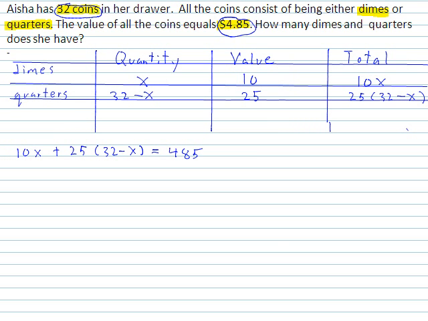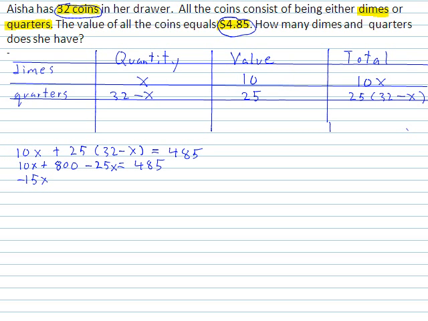Now what we'll do is just go ahead and simplify this. So 10x plus 25 times 32 is 800. Did that on my calculator. 25 times negative x is negative 25x. And that should equal 485. And we'll go ahead and simplify this even further. 10x. Oh well, this should be a 25x, negative 25x here. Okay, so 10x minus 25x equals negative 15x.